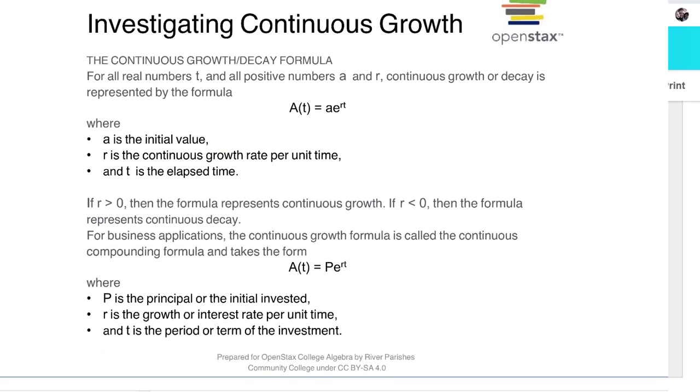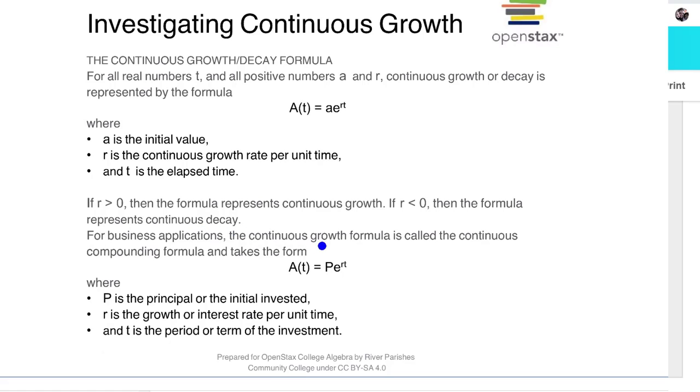Alright, so e can be used in many different types of formulas we use for real life applications. One of them has to do with continuous growth. So continuous growth or decay, here's the formula. A of t equals A times e to the r times t. A is the initial value, r is the continuous growth rate per unit time, and t is the elapsed time. If r is greater than 0, then the formula represents growth. If r is less than 0, then the formula represents decay.